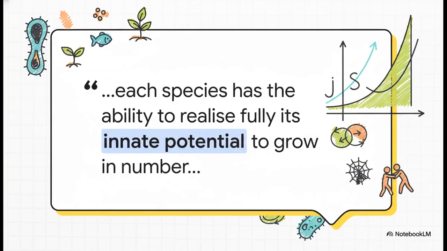Simple. You know, the great Charles Darwin himself noticed something amazing. He said that if you give any species everything it needs, like unlimited food, unlimited space, it has the potential to just grow and grow and grow. This very idea is the starting point for understanding how populations can just explode in number.